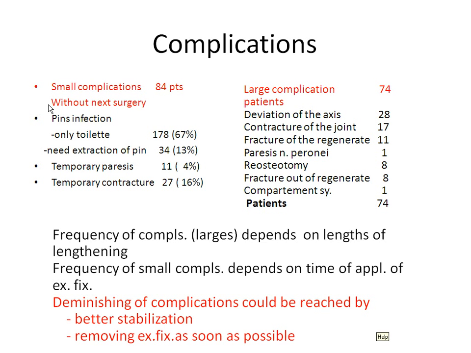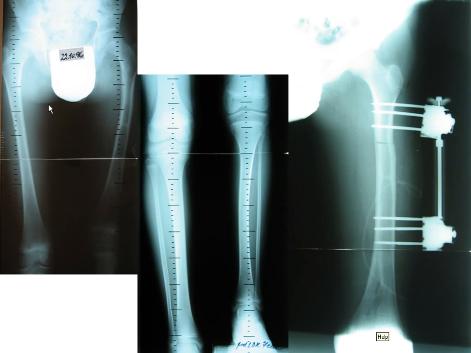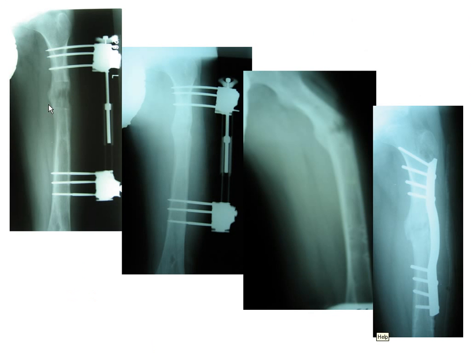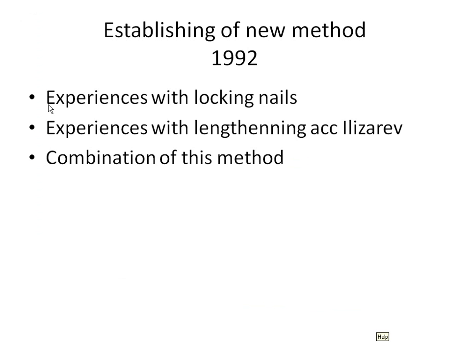The frequency of small complications depends on the time of application. So to diminish it, it's better to reach better stabilization and remove the external fixation as soon as possible. You can see some complications here. It is fixation on Wagner's apparatus for the femur. It runs very well with good production of bone. When we remove it, it bends to this position, mainly due to patient non-cooperation. So we must make plate fixation with a wave plate.